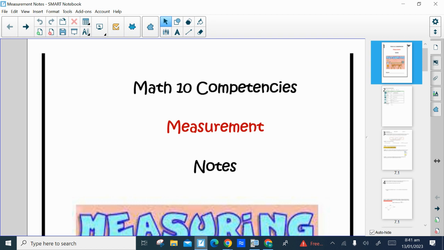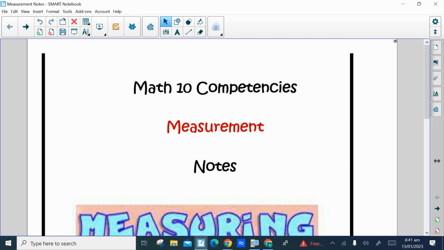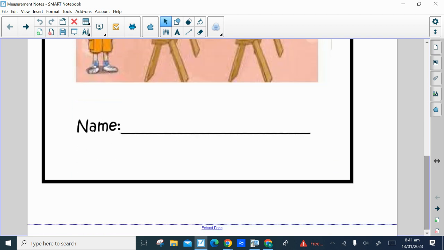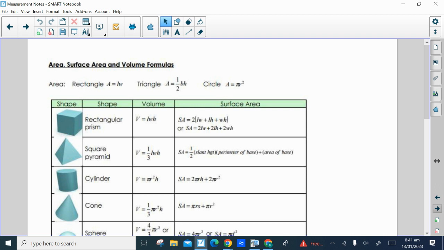So the last chapter is on measurement. Most of this stuff is fairly straightforward as we go through it. A lot of it will be done using formulas, which you'll be given. So some of the things we're going to be finding in this chapter is finding the area of different shapes, finding the volume and surface area of different shapes.